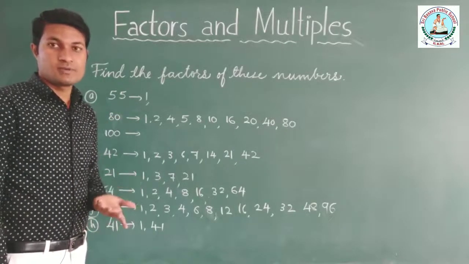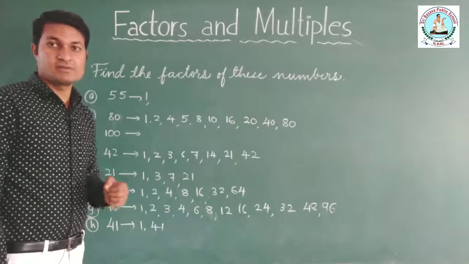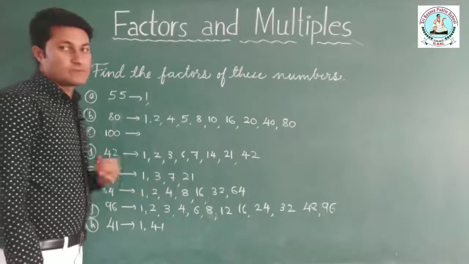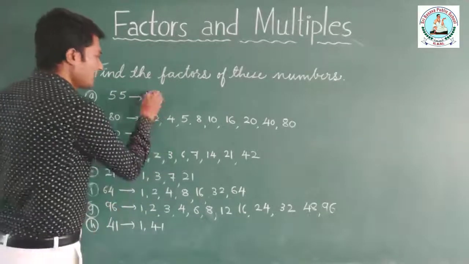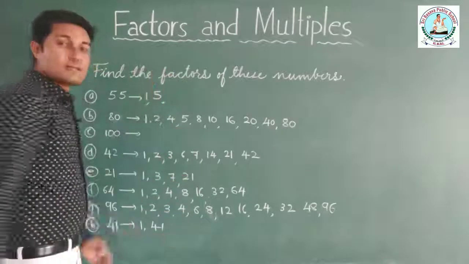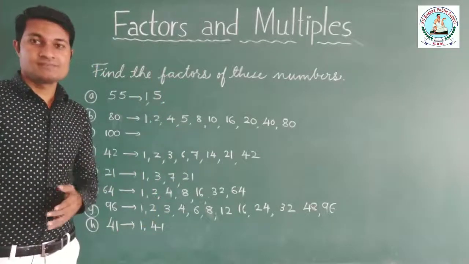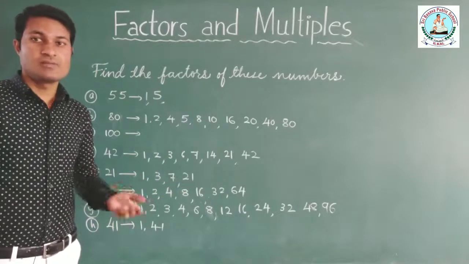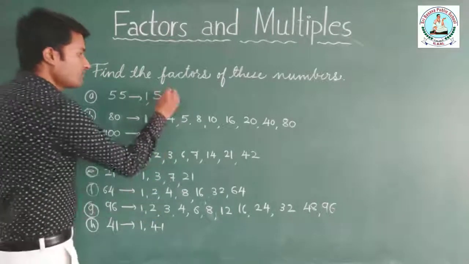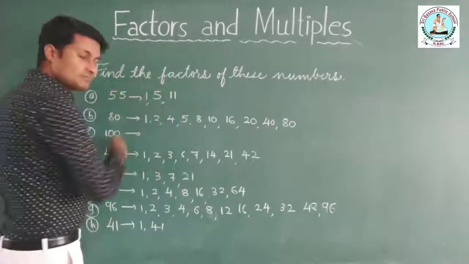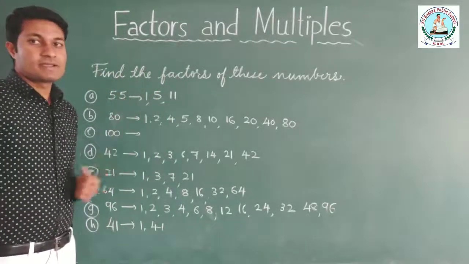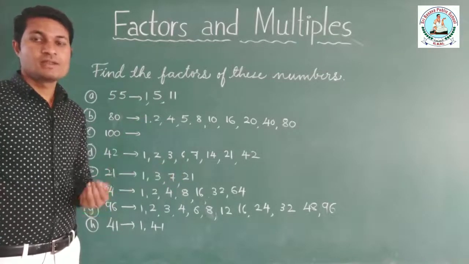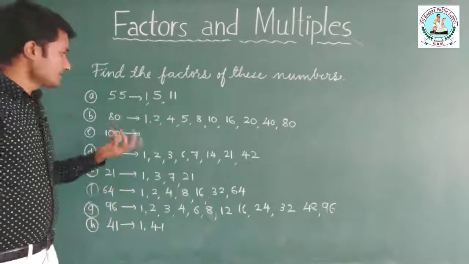And what about the third table? Whether 55 comes in the third table? No. What about the fourth table? No. Then what about the fifth table? Of course 55 comes in the fifth table, so 5 is a factor of 55. Then what about 6? No. Then 7? No. 8? No. Then the ninth table? No. The 10th table? No. The 11th table? Of course, because 11 fives are 55. So 11 is a factor of 55. Then what about 12? Then 13, 14, 15, 16, 17.